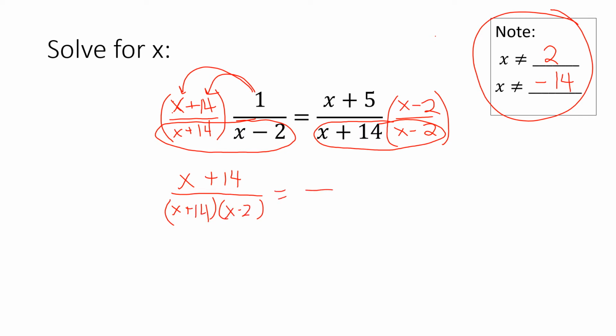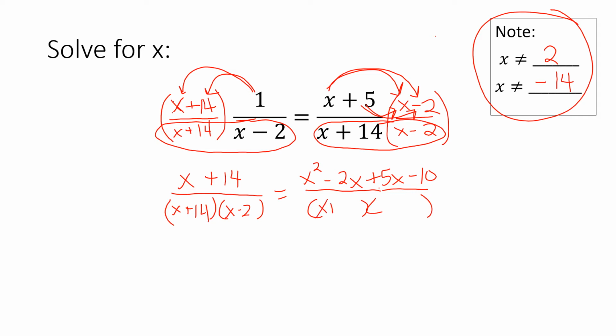On the right-hand side, oh, there's a lot to multiply here. We've got to do x times x is x squared. x times negative 2 is negative 2x. Then 5 times x is 5x, and 5 times negative 2 is negative 10. And of course, on the bottom, we have that common denominator. Now we've got x plus 14 times x minus 2.